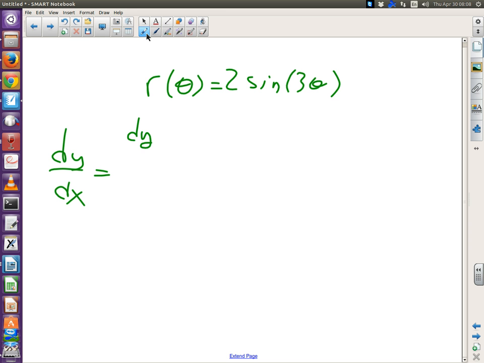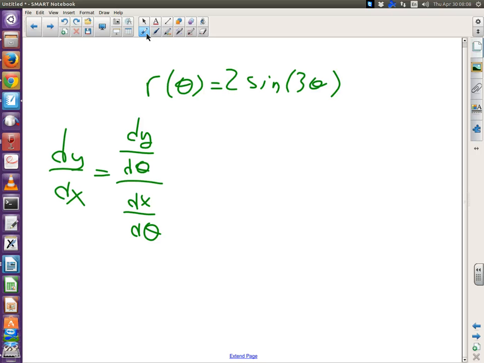It's dy/dθ over dx/dθ. In other words, can you write y in terms of theta? Can you decompose this polar graph into an x and y component? What is the question? What's the slope of the tangent line along this curve when theta is pi over 4?